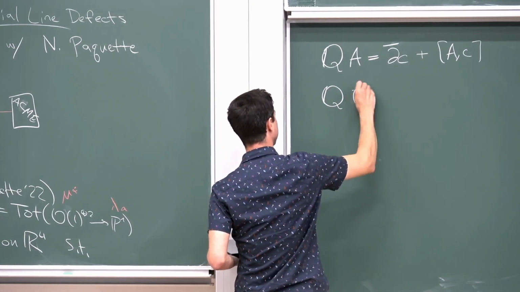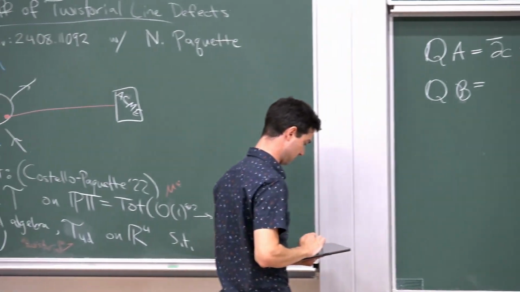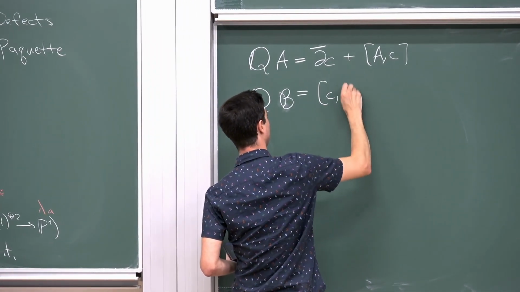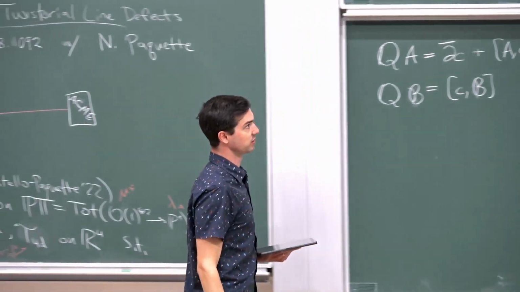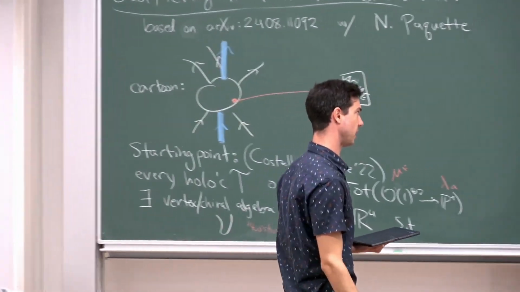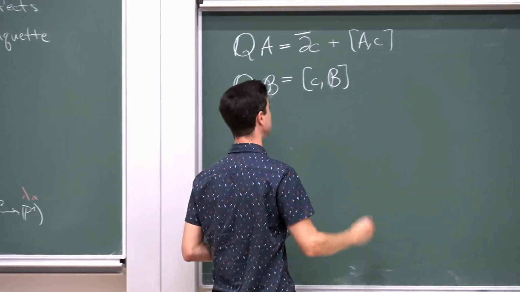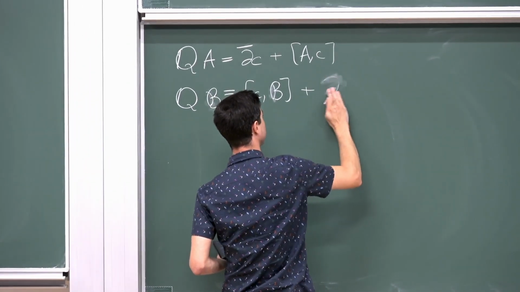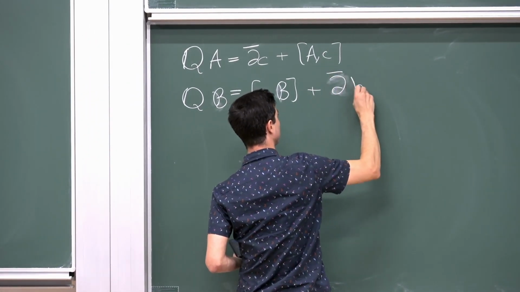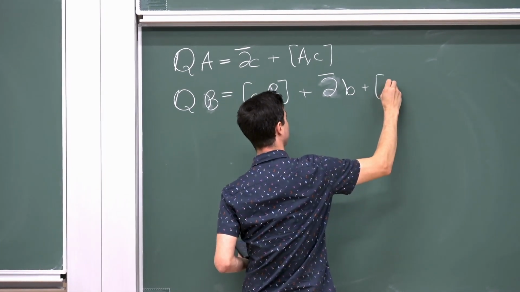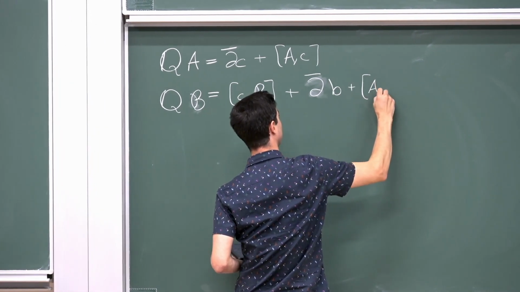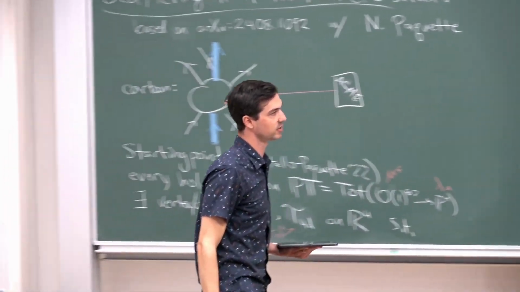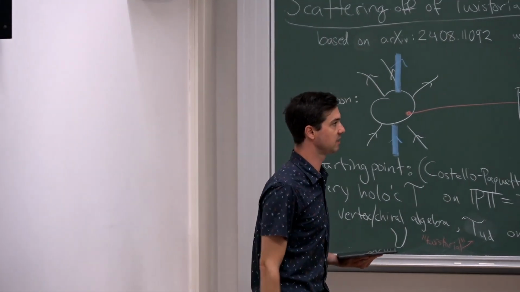The gauge transformations of B, they come in 2 forms. I can act with gauge transformations, which, because B is some adjoint valued thing, just acts by the commutator with the same gauge parameter. But I also have the freedom to shift B by the covariant derivative of something that I'll call little b, of that form. So there's 2 types of gauge transformations. There's the C type and the B type.